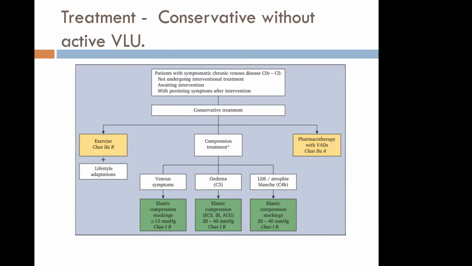Now, in a patient who's for conservative treatment without an active ulcer, really exercise, number one, and lifestyle adaptation, compression therapy. And if the patient just simply has some venous symptoms, compression stockings with a pressure of at least 15 millimeters of mercury would suffice. Those who have edema, you need to take the pressure slightly higher to 20 to 40 millimeters of mercury. And those who have severe skin changes, you need to have a higher pressure. Most people will say you need at least 40 millimeters of mercury.